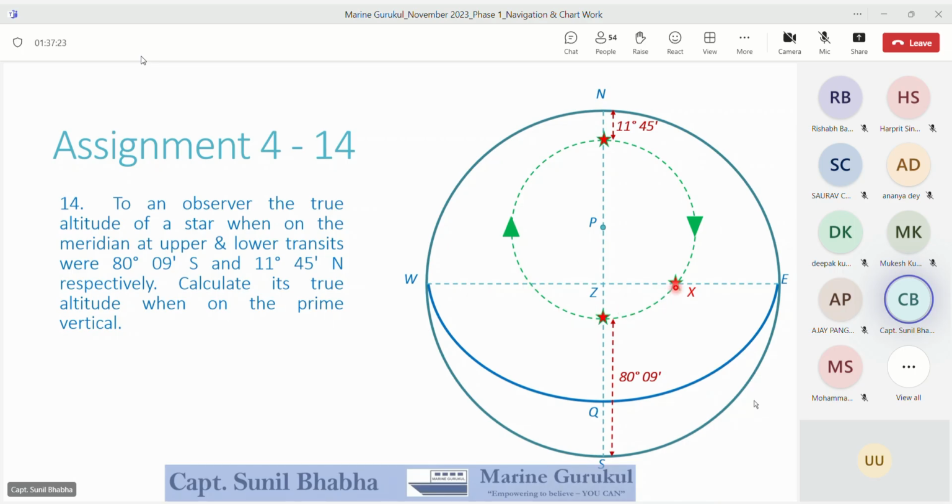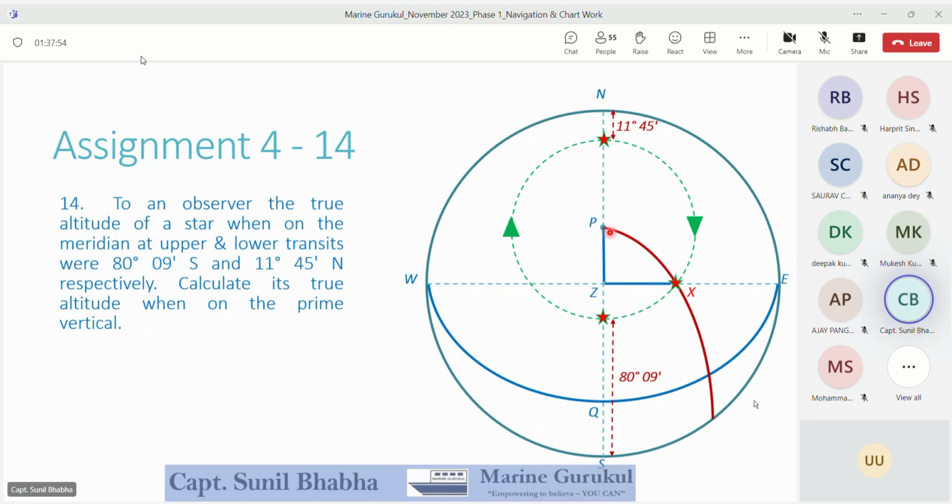So we have marked the star X here. We have the X, we have the zenith at Z, we have the pole at P. Now we can draw the PZX triangle. The missing side is the celestial meridian of this star. So let's mark the celestial meridian also. You have the celestial meridian marked as PX in maroon color. Now you can concentrate on the PZX triangle.